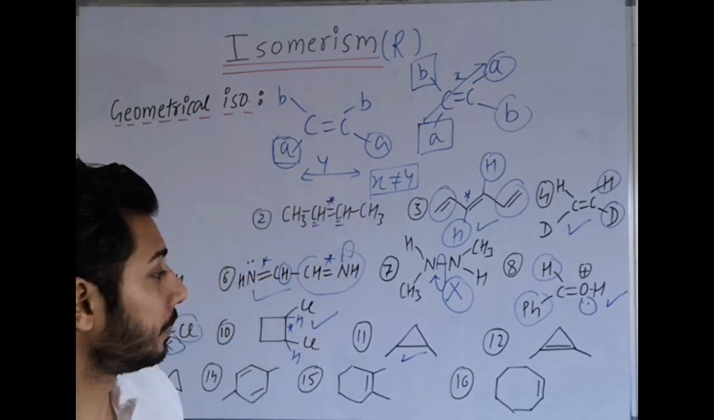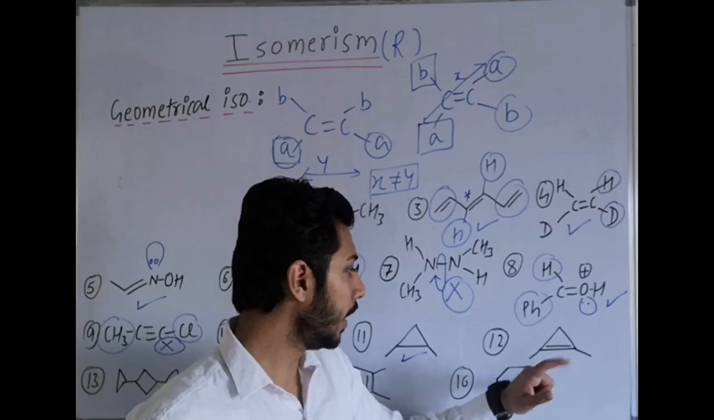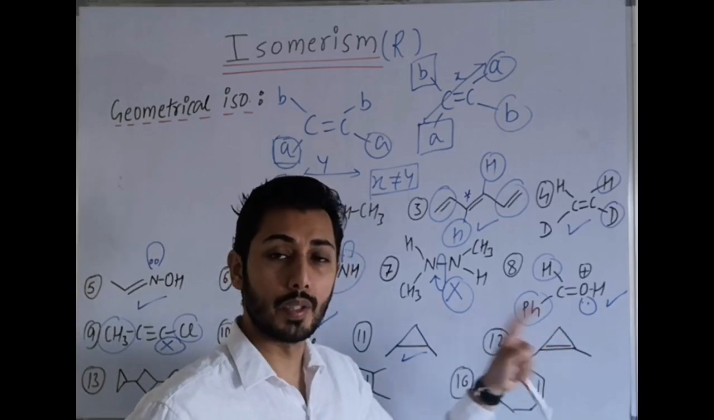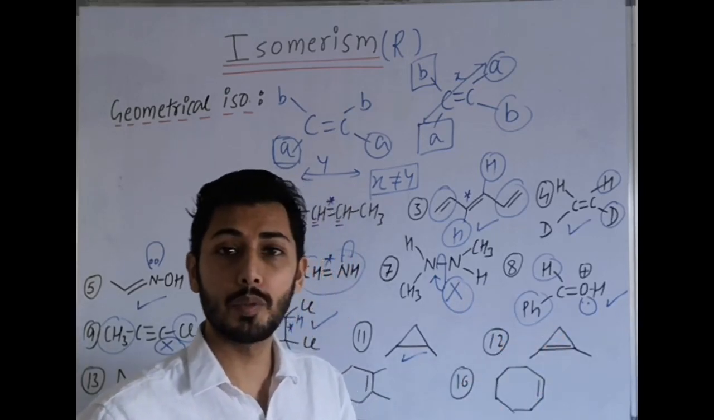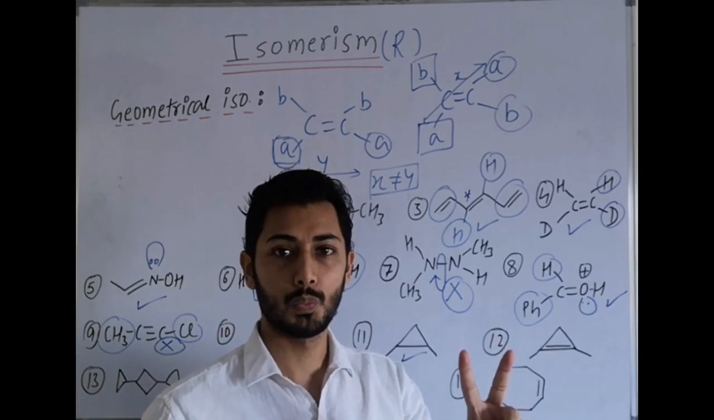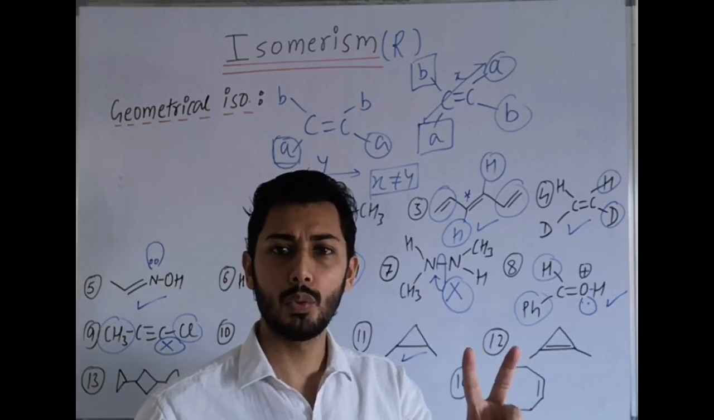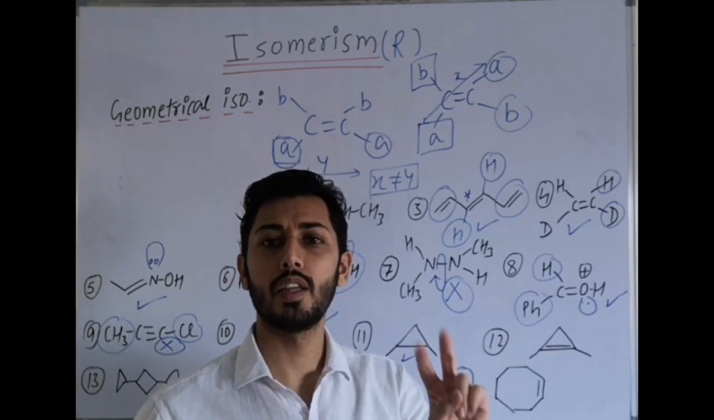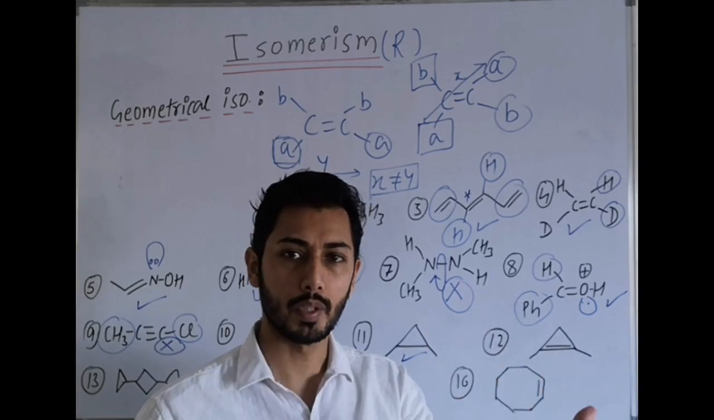Example number 12th, here only one carbon is sp3. If the carbons are sp3, how many? Minimum 2. Clear? Minimum 2 sp3 atoms, and they should contain 2 different groups. It will show geometrical isomerism.